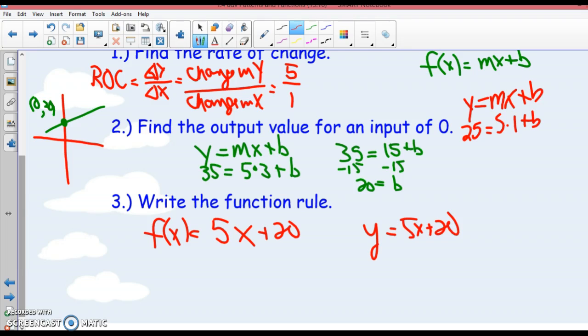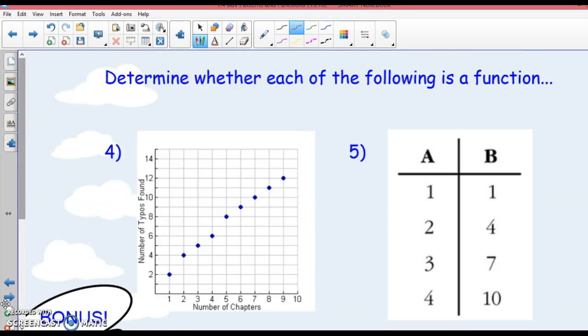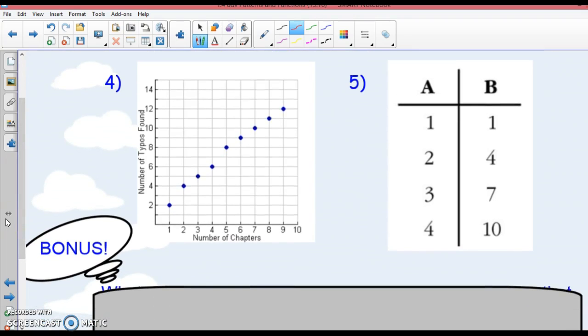Alrighty. Let's look at this one. Now, I'm kind of skipping ahead. Well, I don't know if I want to do that. I know where we're going with this. And, yeah, I'm going to do it. If you look at your definition of function: a relationship that assigns exactly one output for each input.